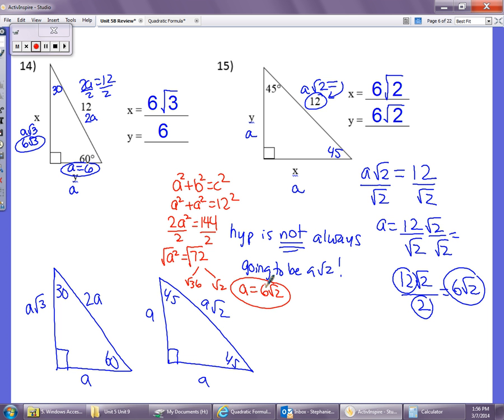Now this way that I just did only works for 45, 45, 90 triangles. So if everything that I wrote on this side is too confusing, you can always do this as well and get the same answer.